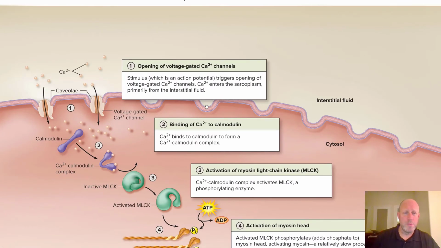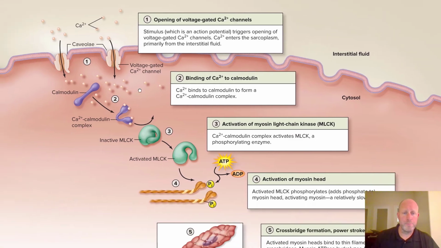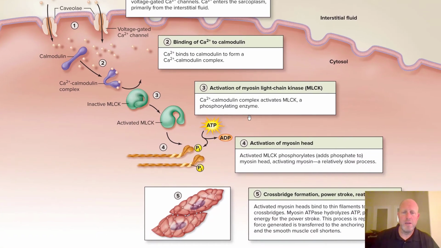So here we have with our smooth muscle, the opening of the voltage-gated calcium channels, right? Whereby the action potential fires and triggers an opening of the voltage-gated calcium channels. Calcium enters the sarcoplasm, primarily from this interstitial fluid out here. And then the binding of the calcium to the calmodulin here. And then activation of the myosin light chain kinase, MLCK, where the calcium calmodulin complex activates MLCK. It's a phosphorylating enzyme, right?